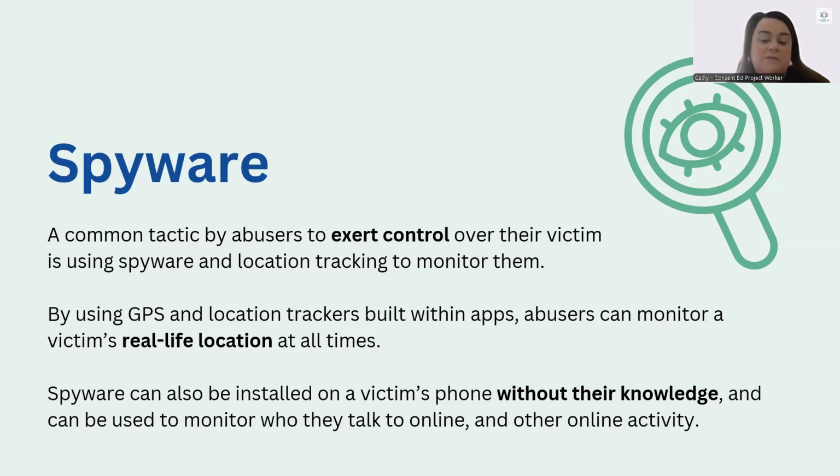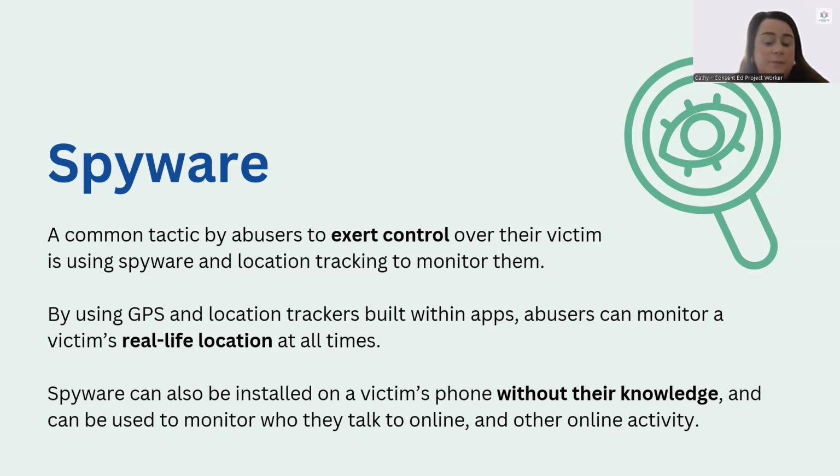They also can sometimes, in some cases, install a specific spyware app onto your phone. This is put onto the victim's phone without their knowledge and used to monitor who they talk to online and other online activities. So it can see who you're contacting. In some cases it can mirror text messages or other images. They can have access to people's photo galleries or things that are really private.